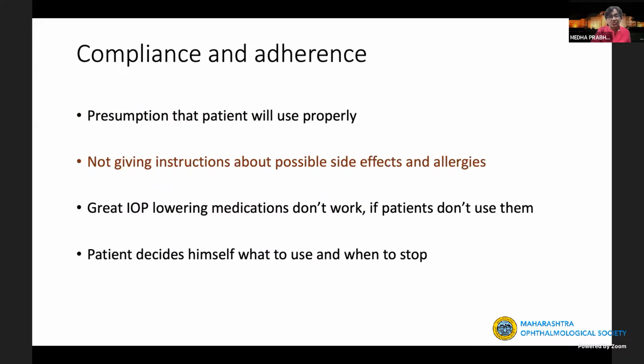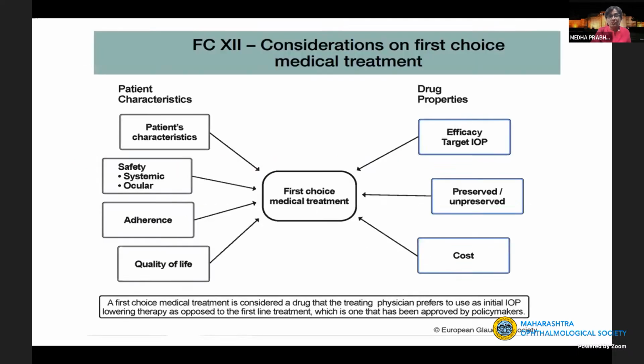Compliance and adherence: presuming that the patient is using drops properly, and not giving instructions about possible side effects and allergies of individual drops. We know that great IOP lowering medications don't work because patients don't use them properly, and the patient decides himself what to use and when to stop. So you need to consider all these factors: patient characteristics, that is safety, systemic as well as ocular, adherence, and quality of life, and drug properties, that is efficacy, target IOP, preserved and unpreserved drops, as well as cost.